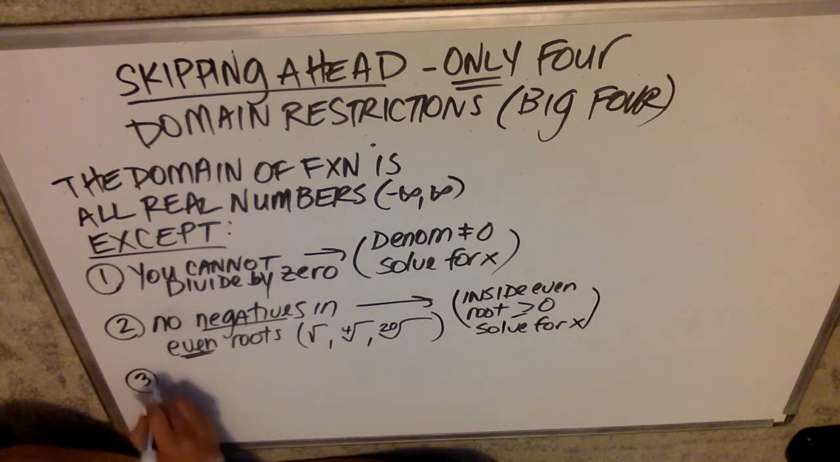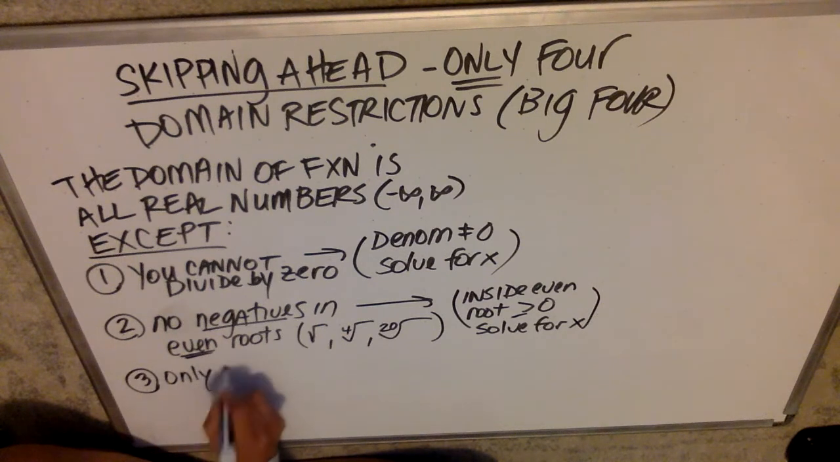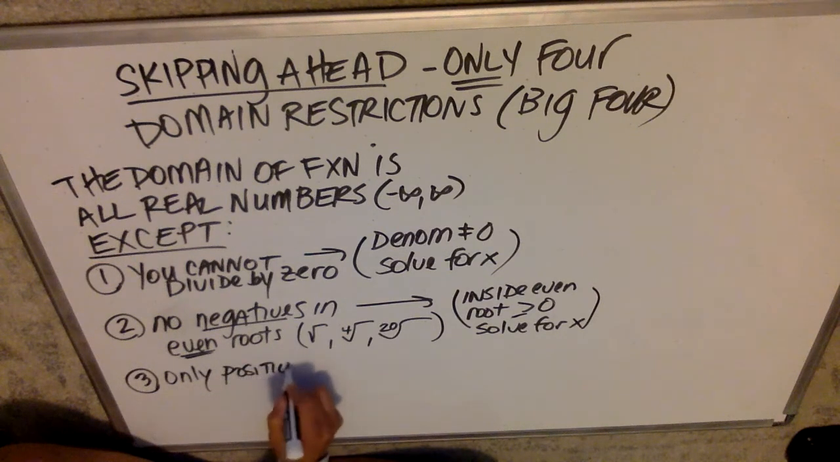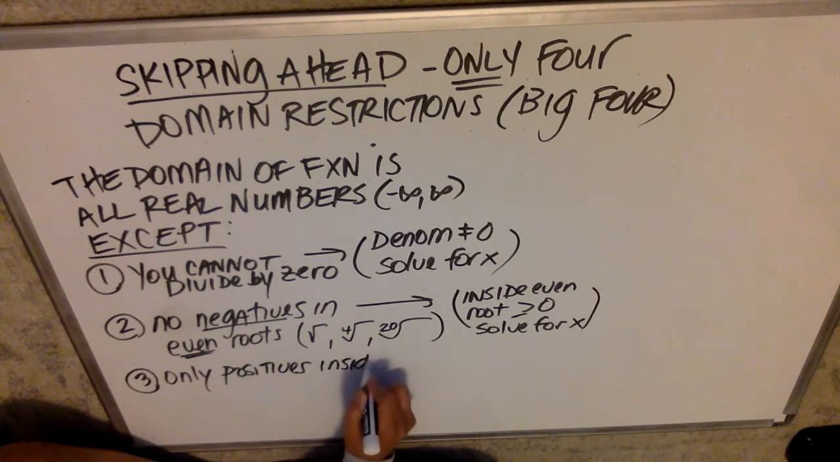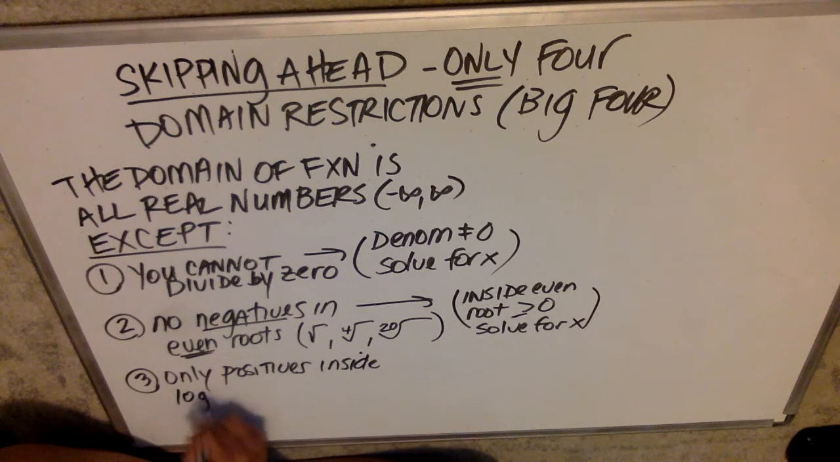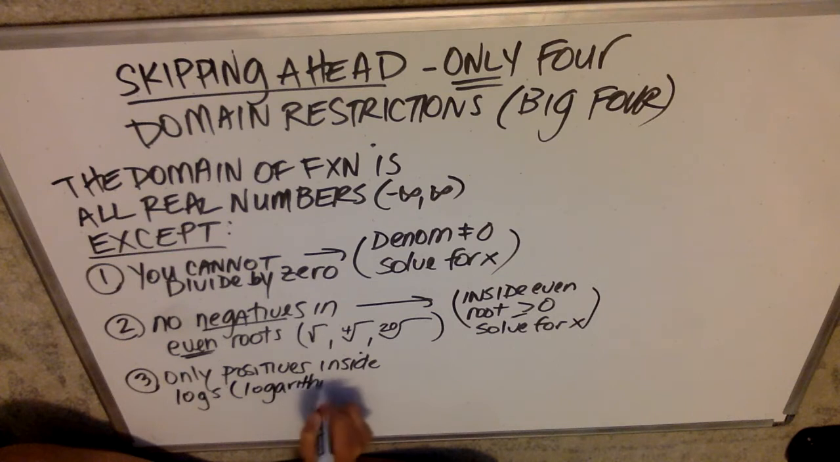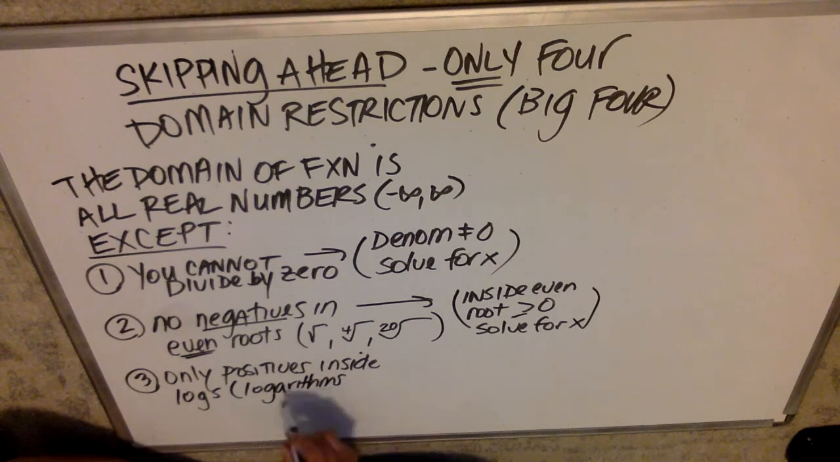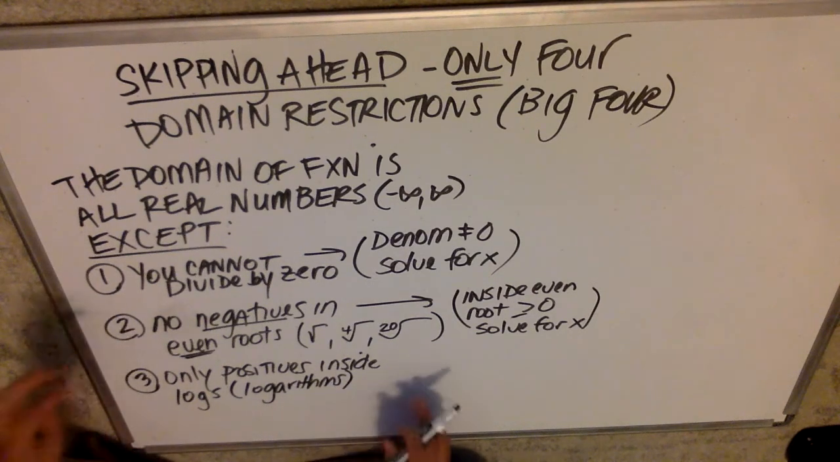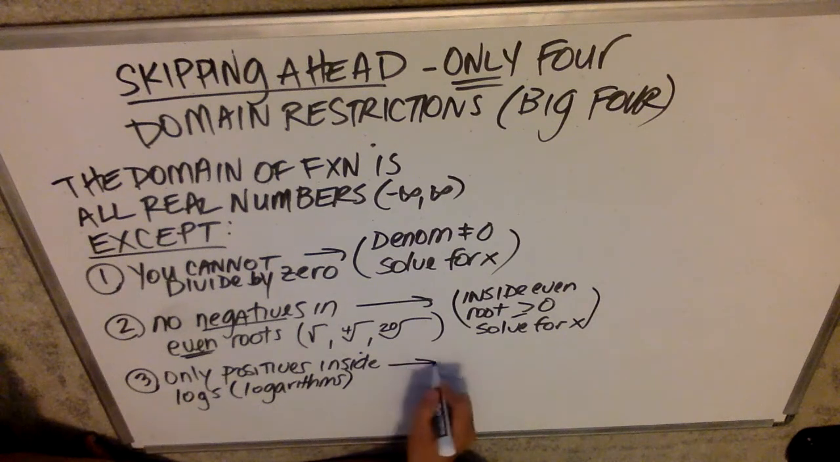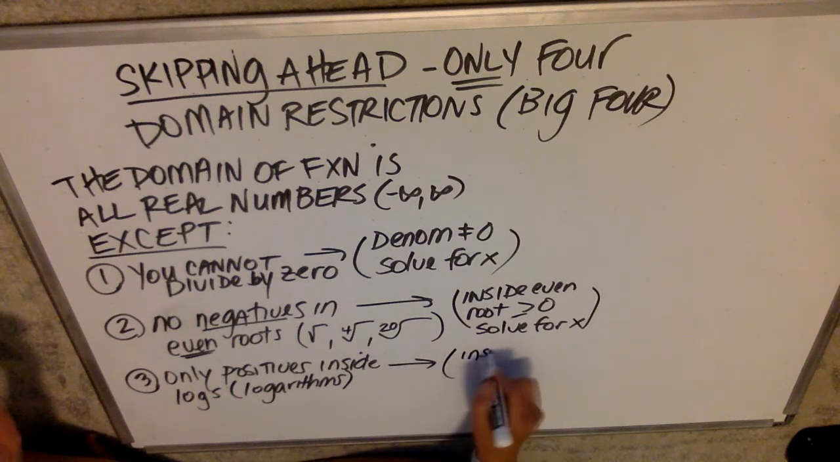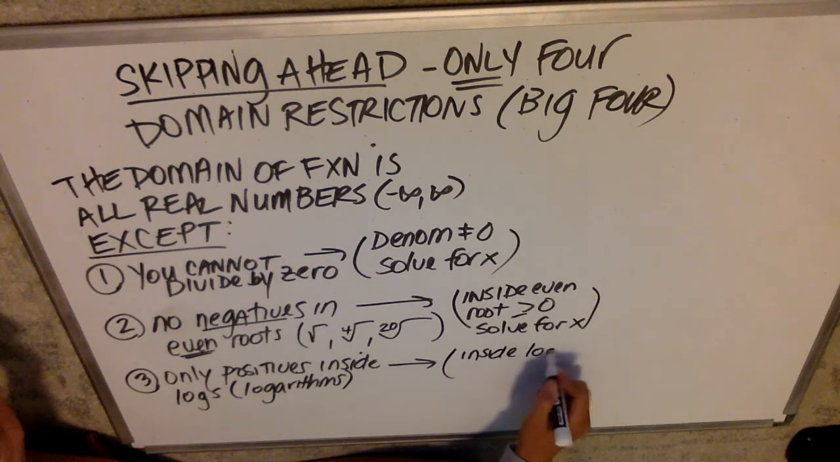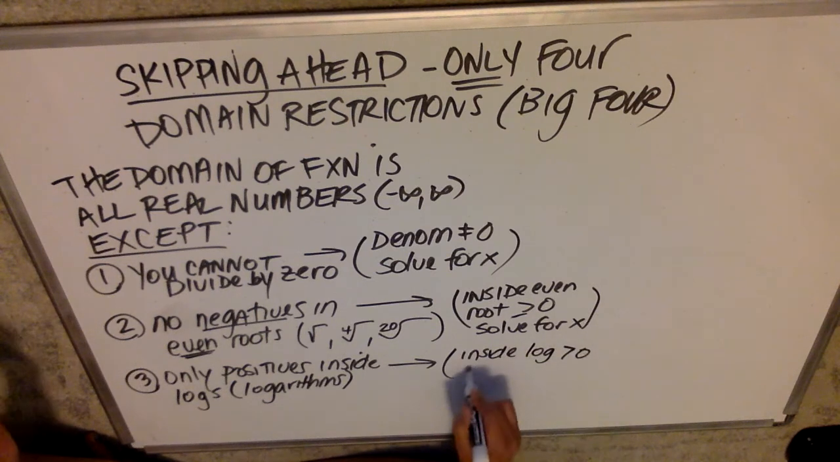For 3, we have only positives inside logs. And what we mean by logs are logarithms, which you're not going to see for a couple more sections, right? So only positives inside logs. What we do for that is we set the inside of the log strictly greater than 0 and solve for x.